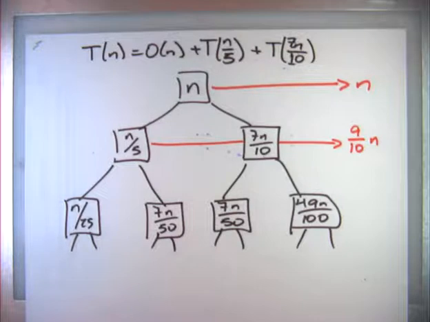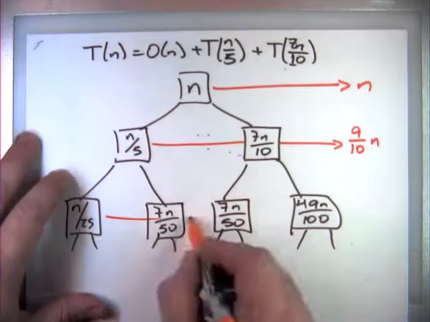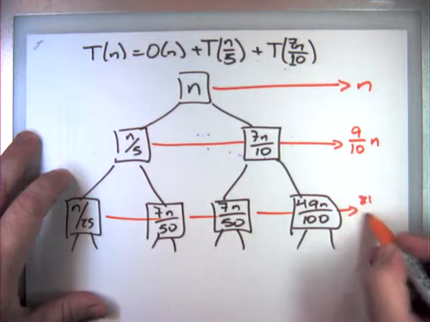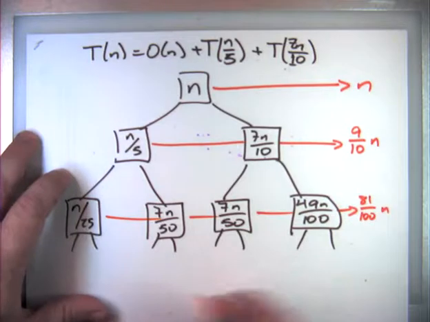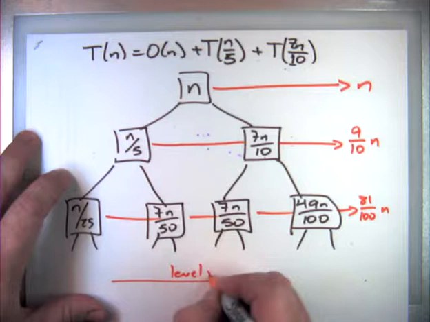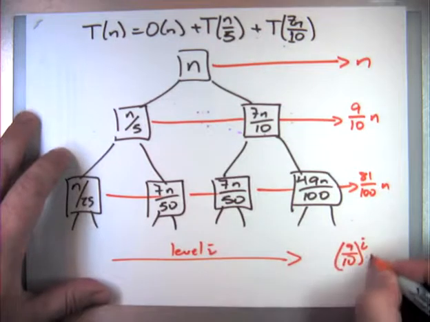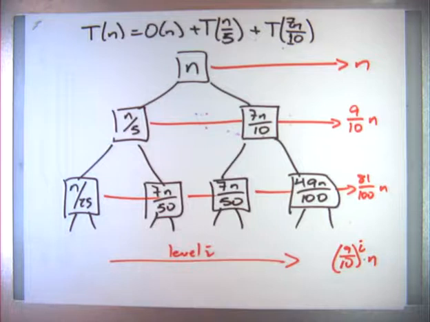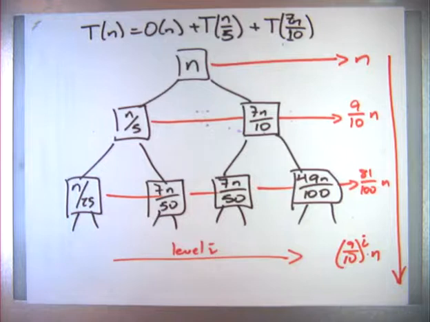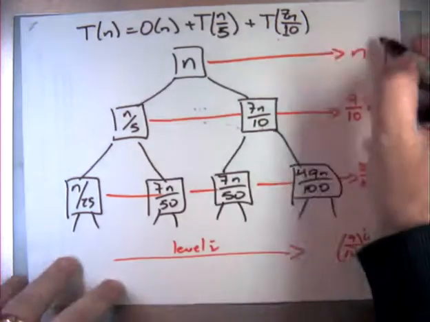Which means that if I look at level 2, I'm going to get 81 over 100 n. And in general, at level i, I'm going to get (9/10)^i times n. So now I need to sum all these values up. What am I going to get? Something times n. This is a descending geometric series, so the only term that matters is the one at the root.